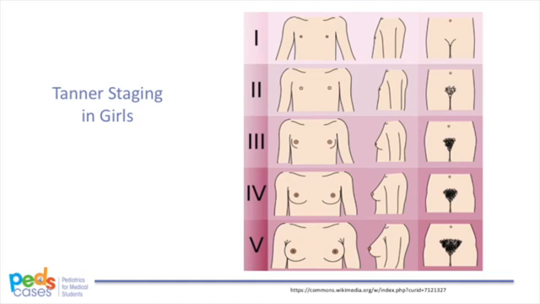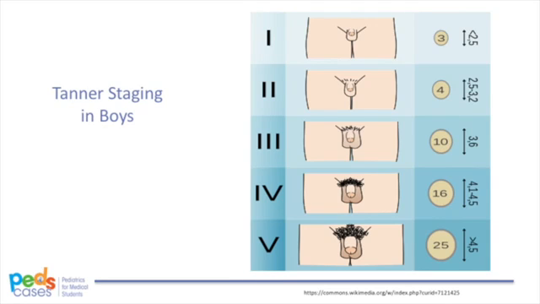Lastly, in stage 5, we see mature female breasts with a further extension of the papilla above the level of the areola. Hair has now spread onto the inner thighs, and the classic feminine adult hair distribution of an inverted triangle is present. Now let's turn our attention to Tanner staging in boys.